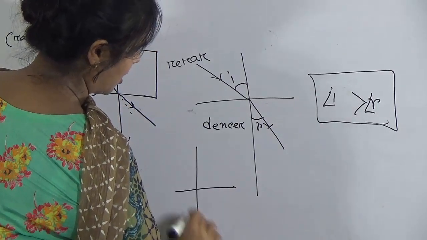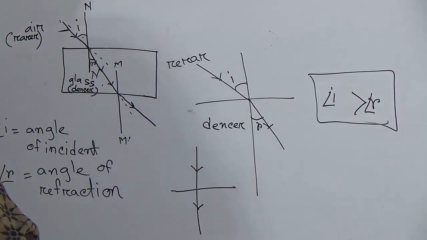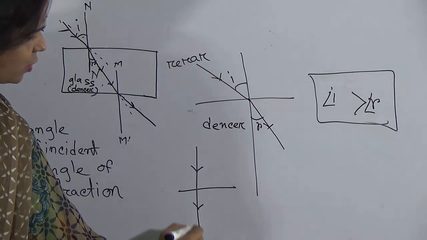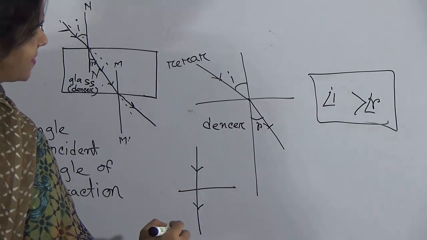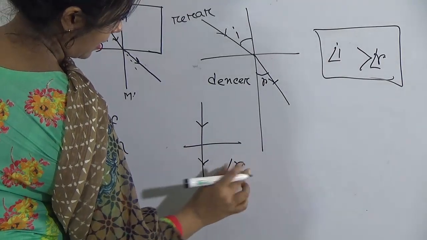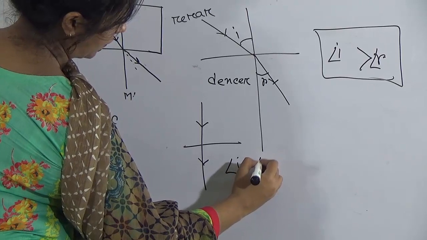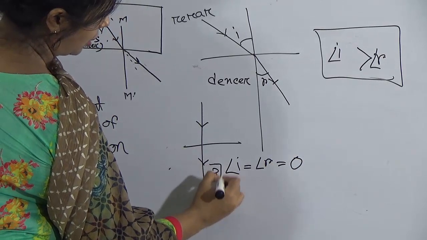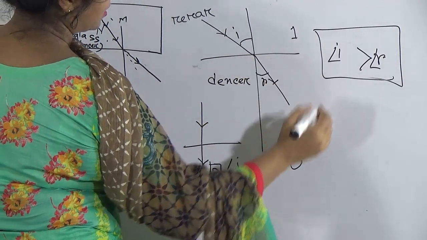Now come to the next one. If a light ray comes in a straight line, there will be no change of direction. That's why, when I give the definition of refraction, I say light has to fall obliquely. That means the angle of incidence and angle of refraction will all be 0. This will be the third law of refraction. This is the first, and this one is the third.